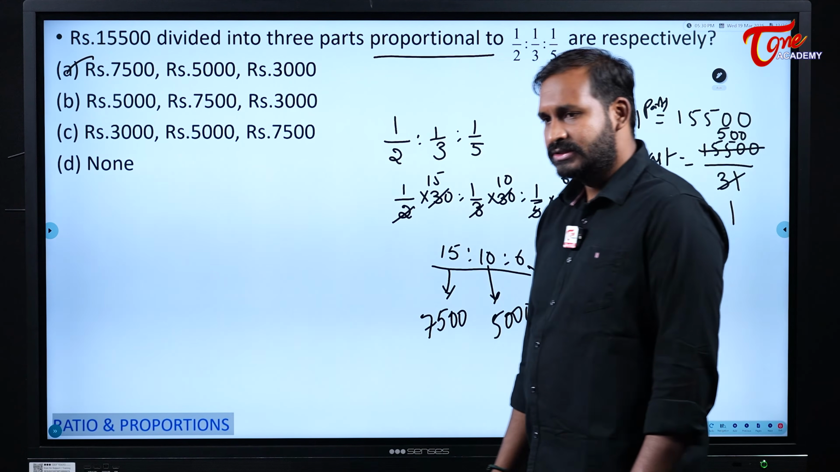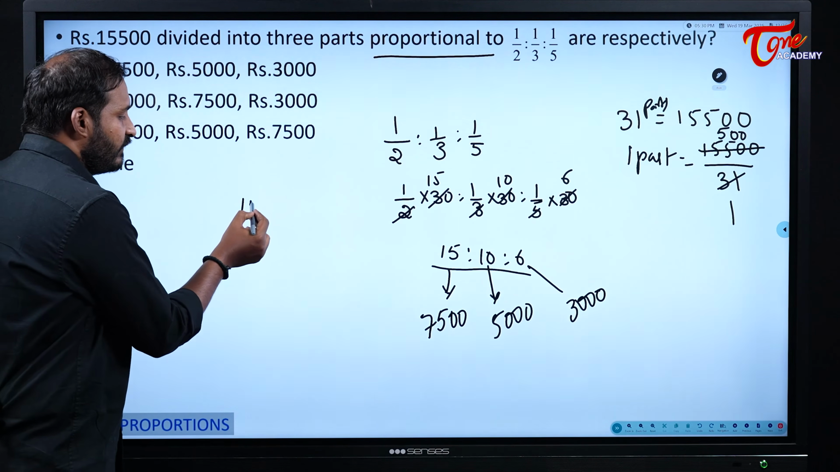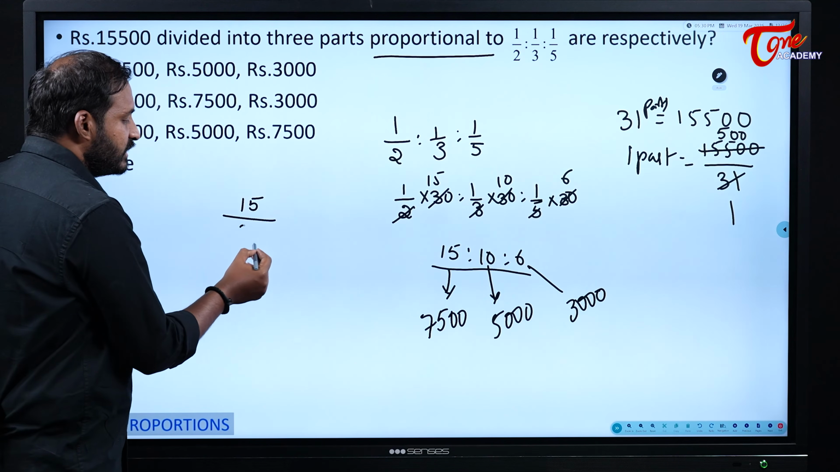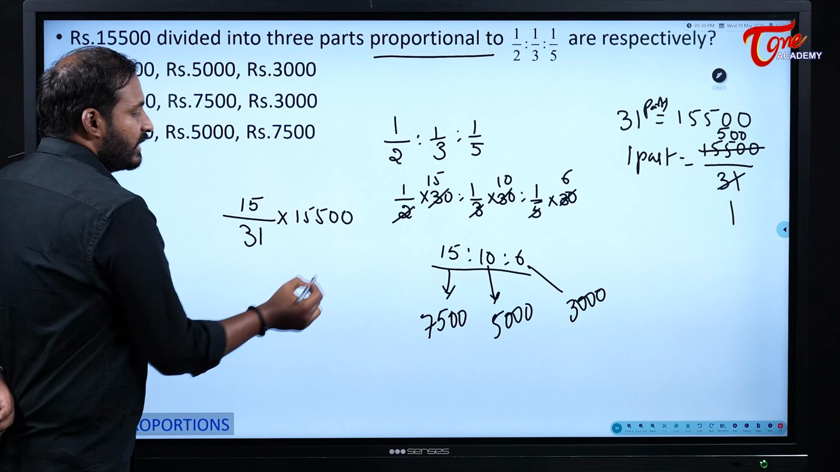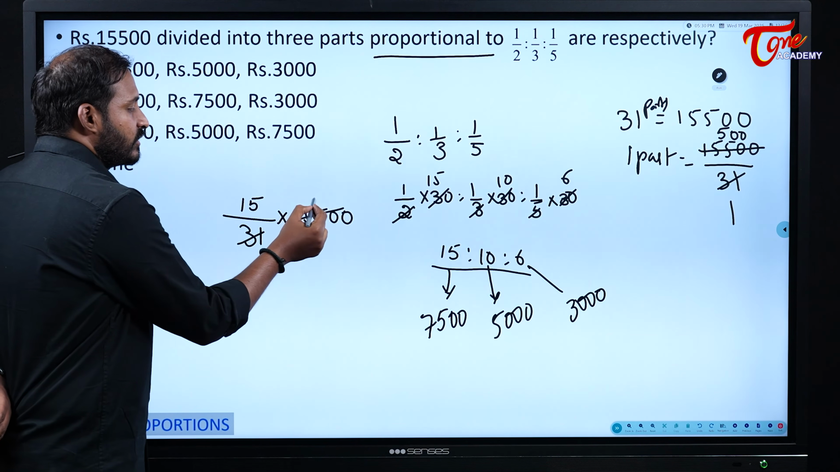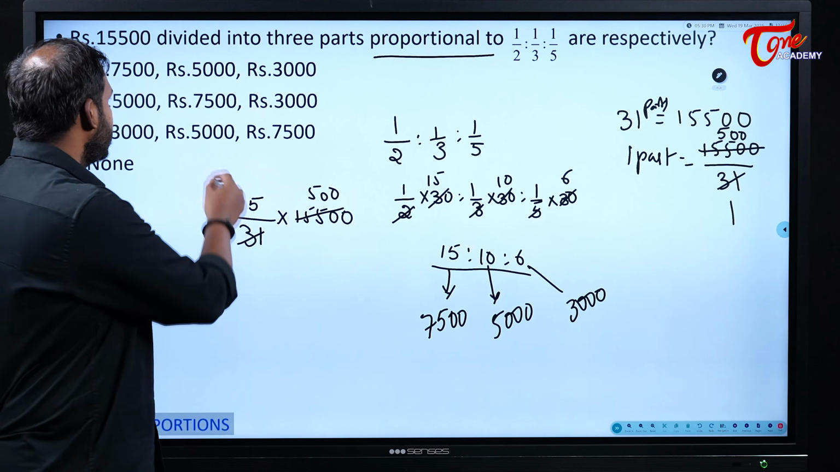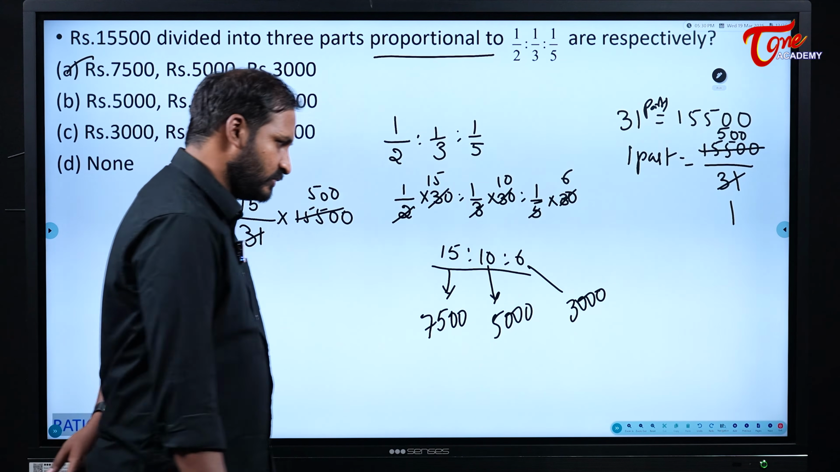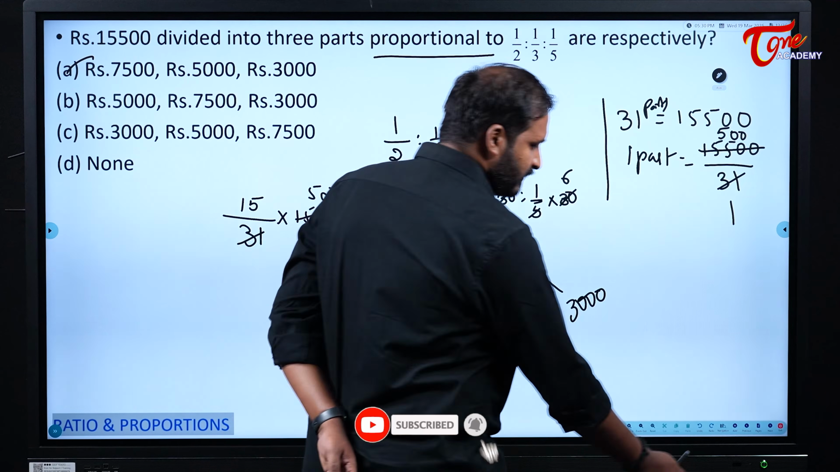Or else, if we don't know these parts and all, go with the traditional one. 15 parts out of a total of 31 parts, into 15,500. So like this also you will get the same answer, 7500, 5000 and 3000. But go with this one, 31 parts and 1 part. This is very simple for us.